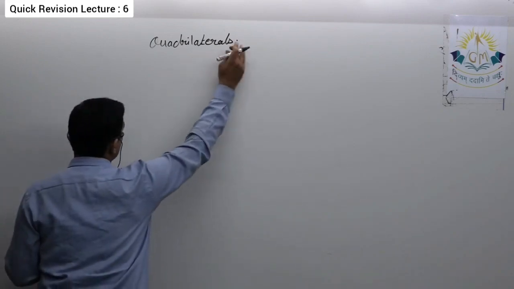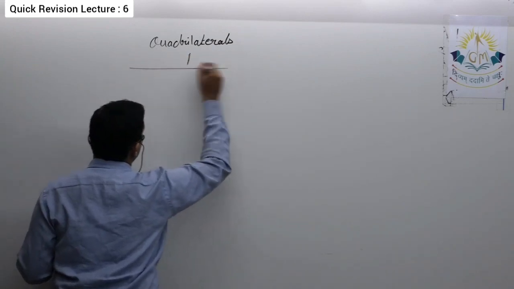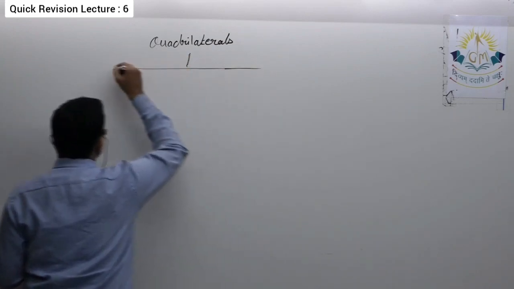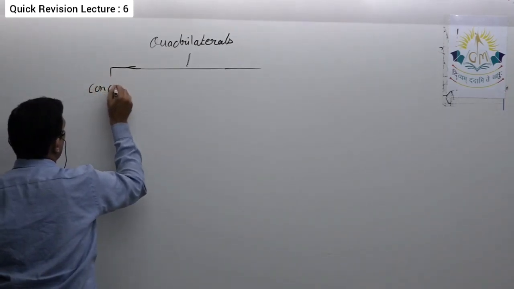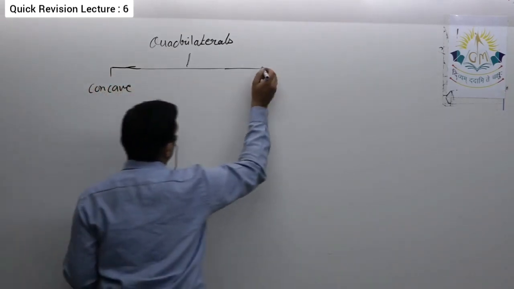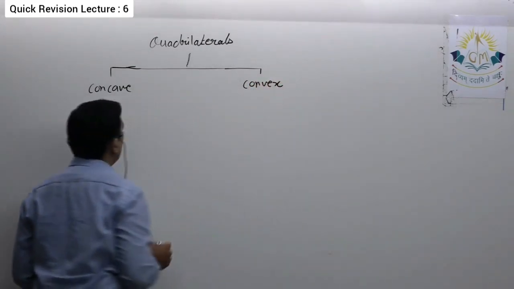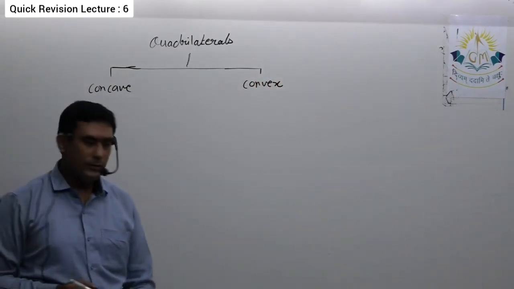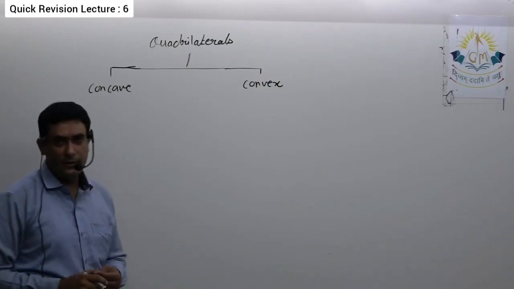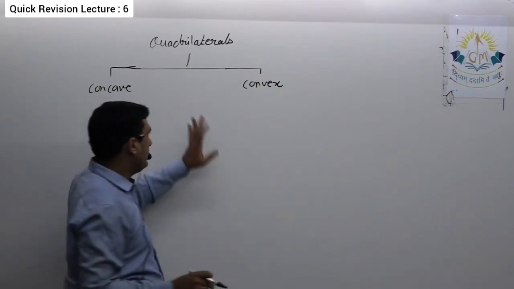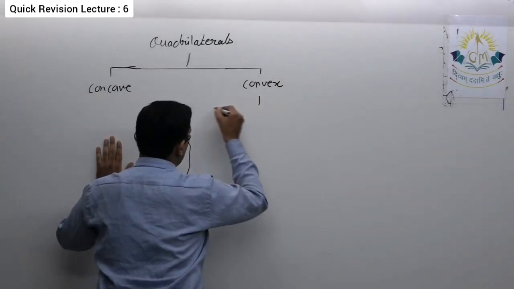Okay, so basically we divide quadrilaterals into two parts. One is concave quadrilateral and another one is convex quadrilateral. Now, a quadrilateral in which at least one angle is more than 180 degrees is called concave. We'll see the definition, but first let me classify concave and convex.